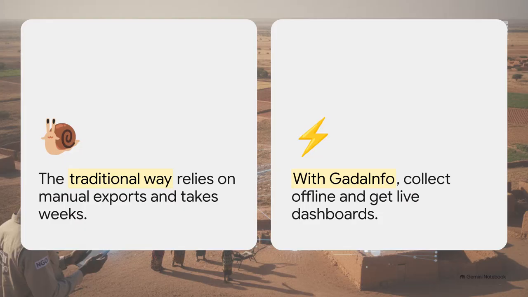It's a night and day difference, really. The traditional way is honestly just painful, relying on separate tools, manual exports, and custom pipelines just to wait weeks for a static report. You usually have to hire specialists just to clean up the mess. But with GadaInfo, you collect your data offline or online, and it's auto-validated. The AI cleans and structures it automatically. The pipelines are entirely built in with zero configuration needed, and boom, you've got live dashboards that are always up to date. It takes a grueling, multi-week process and turns it into instant action.